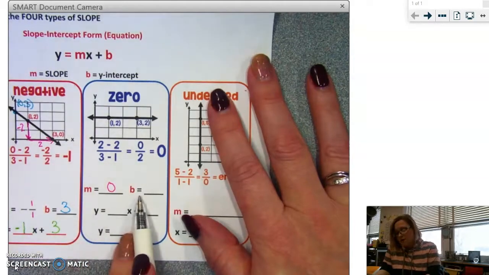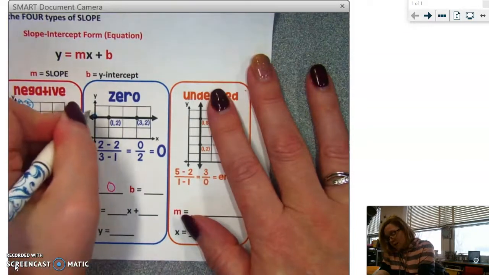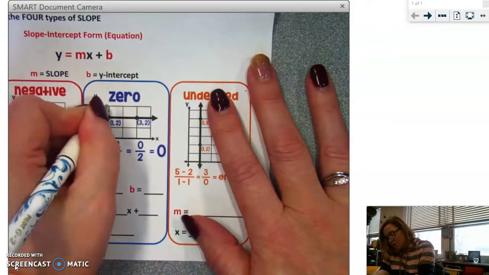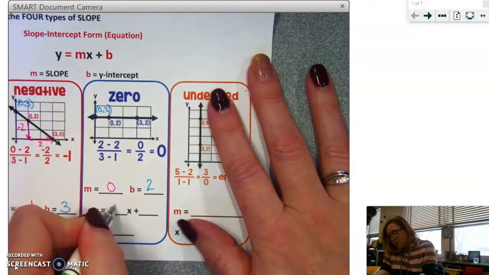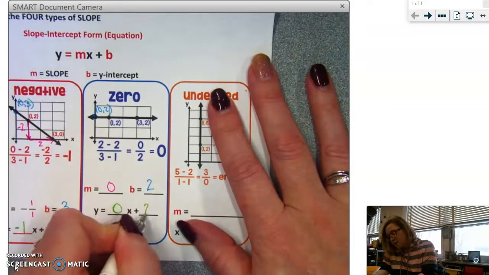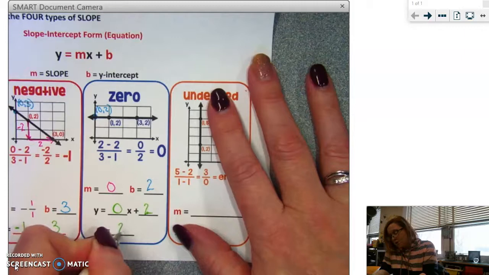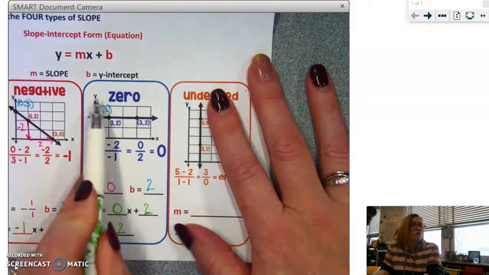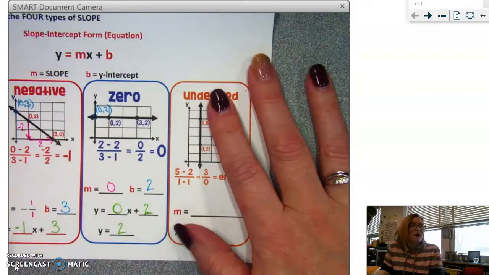Okay, our y-intercept, where's it across the y-axis at? Well, that'd be right here, and that is at 0, 2. So our y-intercept is 2. So when we write our equation it would be y equals 0x plus 2. But because we know anything times 0 is 0, we could just simply say y equals 2. We go to the y, we find the 2, and we draw a horizontal line.